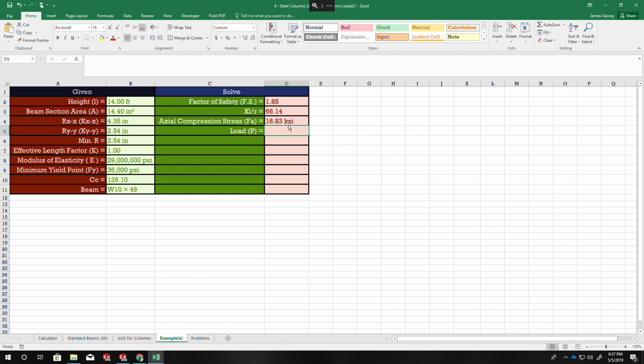And then the last bit there is going to be our load. The acceptable load, or allowable load, is our FA here times our area there, and press enter. Yep, that's the right answer. So that's how you do the example. In my next video, I will show you how to fill out the table.